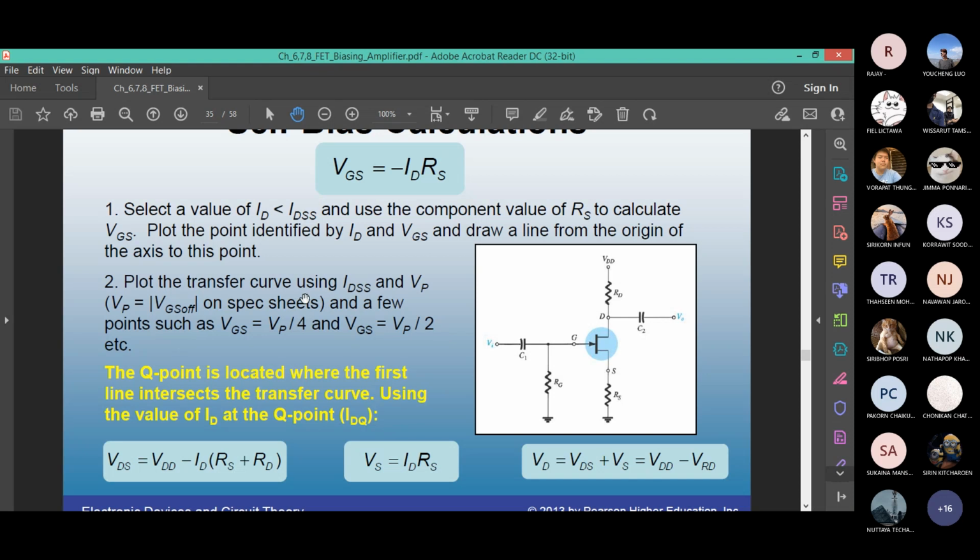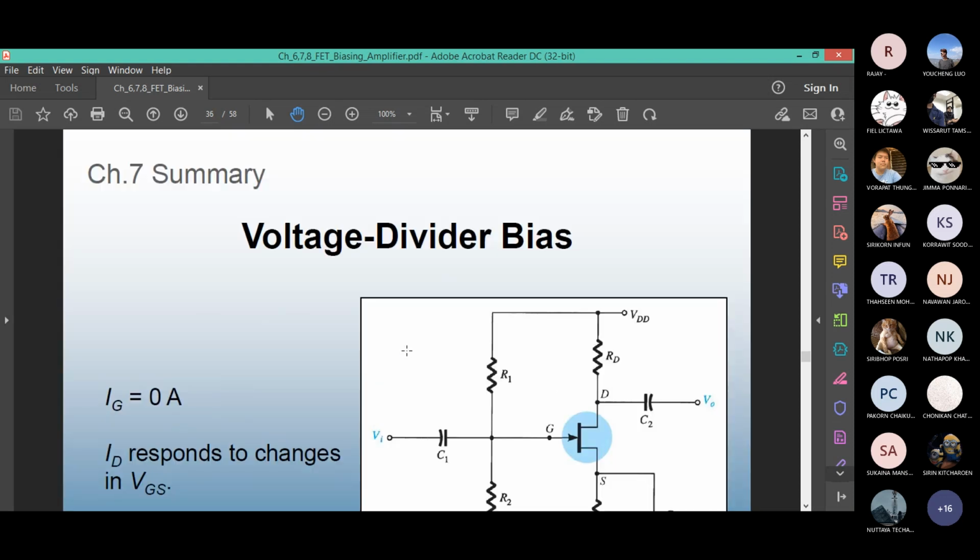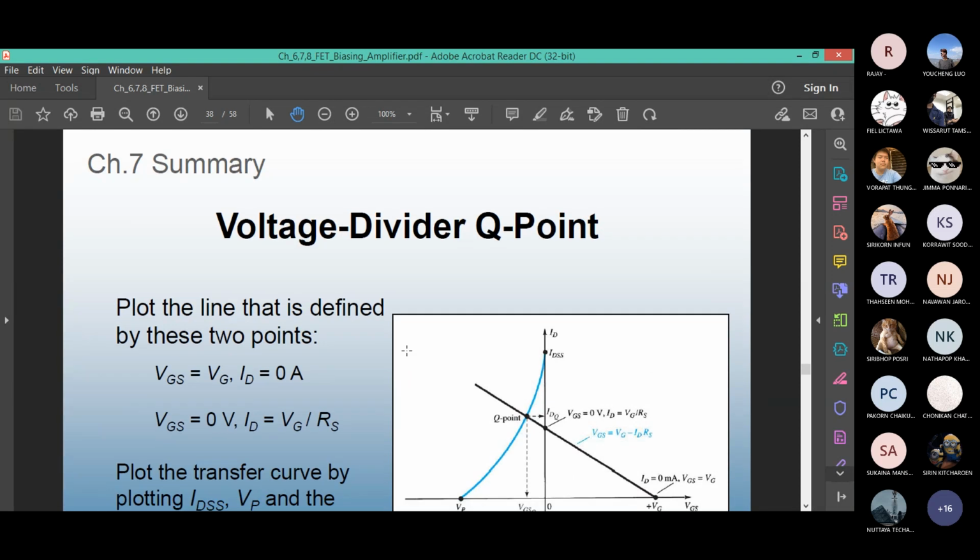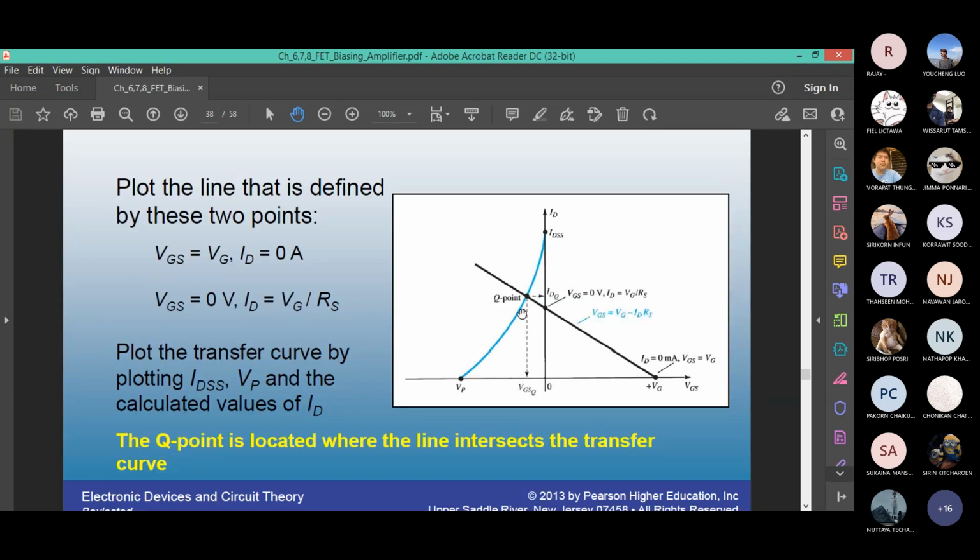It says here, plot the transfer curve using the 2 points and then some shortcuts. Where's the picture? This one, for example, is for a voltage divider. For a self-bias, the black line, the network line, starts from 0.